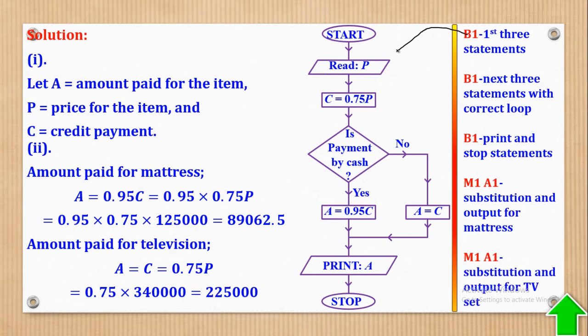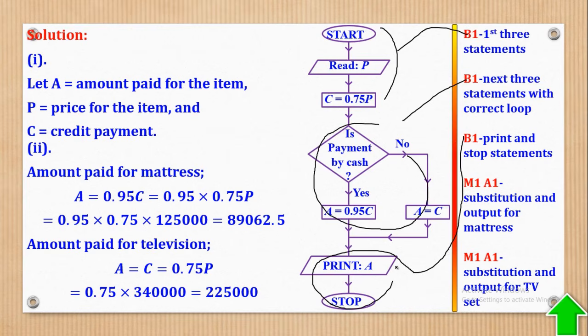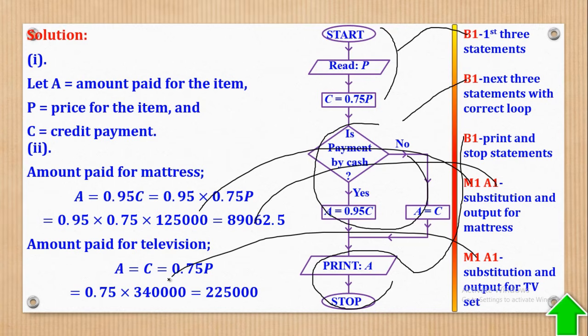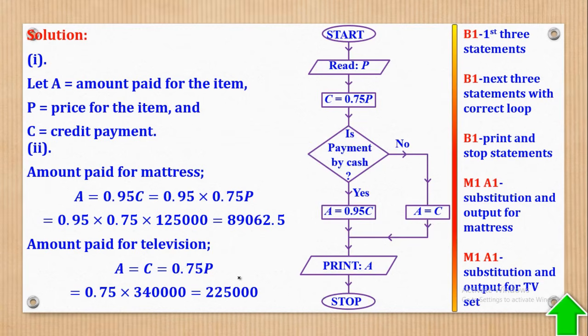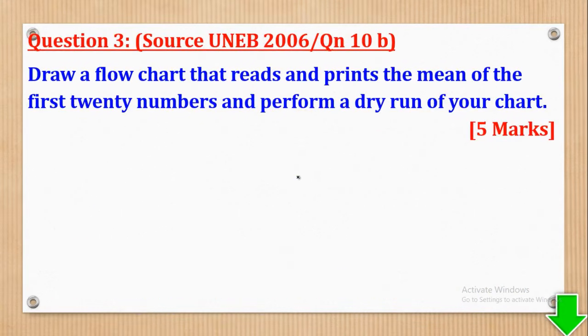So B1 for the first three statements, B1 for the next three, then B1 for the print and stop statements. Then M1 for this substitution, A1 for the output, M1 for this substitution, A1 for the output. So that was question 2.